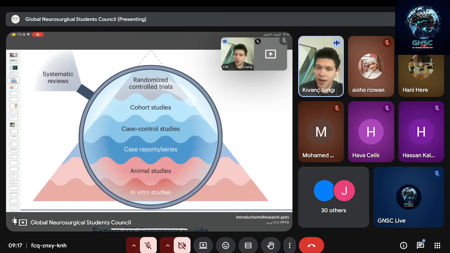So case reports and case series, guys, are descriptive studies. So in the beginning, you can divide the studies into two parts: analytical studies, okay, experimental studies, and observational studies. Experimental studies and observational studies. In experimental studies, the main example is randomized controlled trials. So randomized controlled trials, what is it? We always talk about RCT, RCT, RCT.